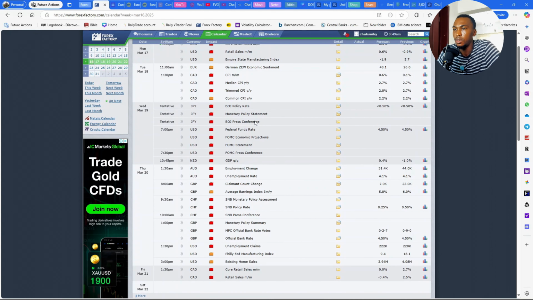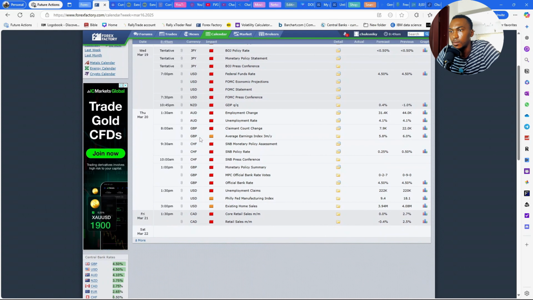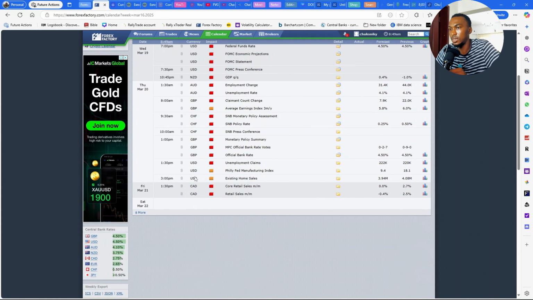Well, this week we have lots of USD, very few euros. Okay, we have USD, we have the Canadian dollar, the Japanese yen, New Zealand, Australian dollar, British pound, Swiss franc, British pound again, and US, and then Canadian dollar.